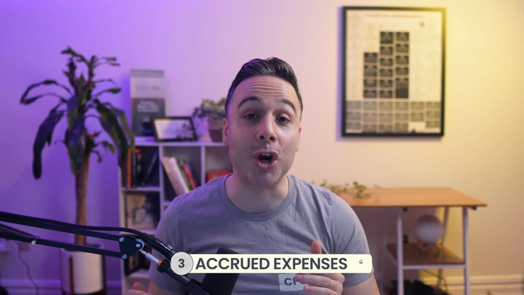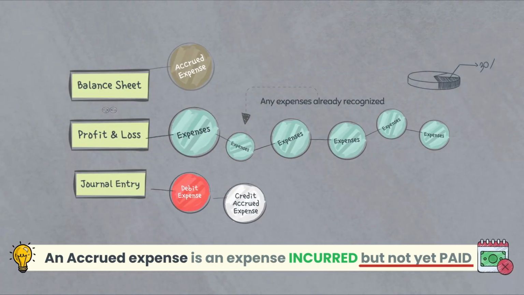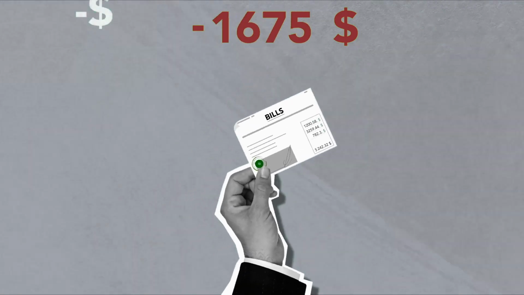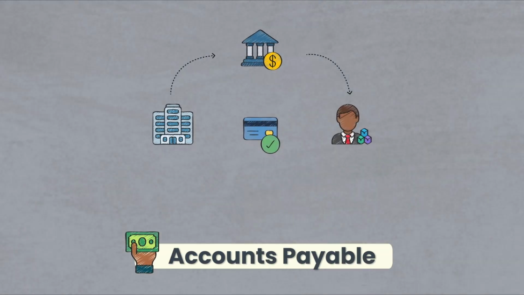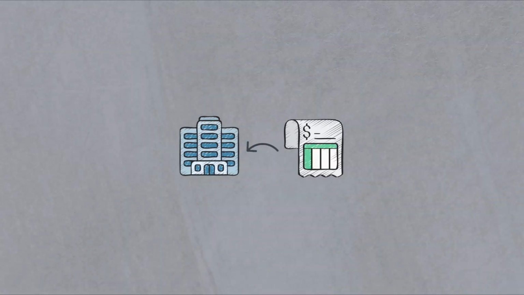Back to journal entry number 3, accrued expenses. Accrued expenses are expenses that you have incurred but not yet paid. But if you already have a bill from a vendor related to this expense, you'll usually classify that as accounts payable. So for that reason, accrued expenses is oftentimes used for expenses that have been consumed, but you haven't yet actually received a bill. Okay, so let's go over an example.